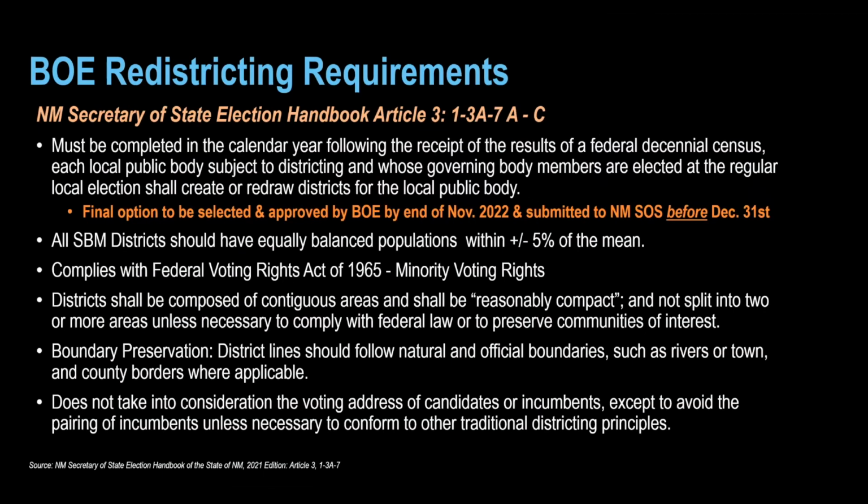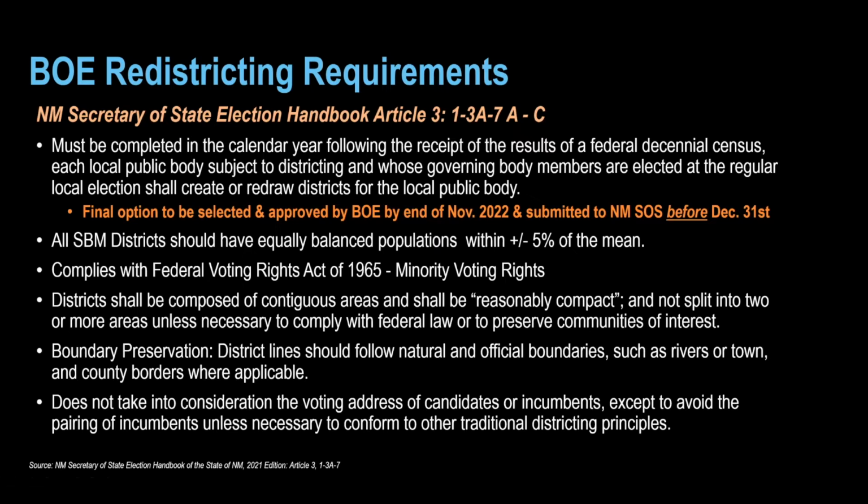So what are some of the requirements? The New Mexico Secretary of State has some very defined requirements. They must be completed in the calendar year following the results of the federal census. So that was last year in 21. So they do have to be completed by the end of this year. So that means the board needs to have their approved option by the end of November so that we can submit to the Secretary of State by December 31st.